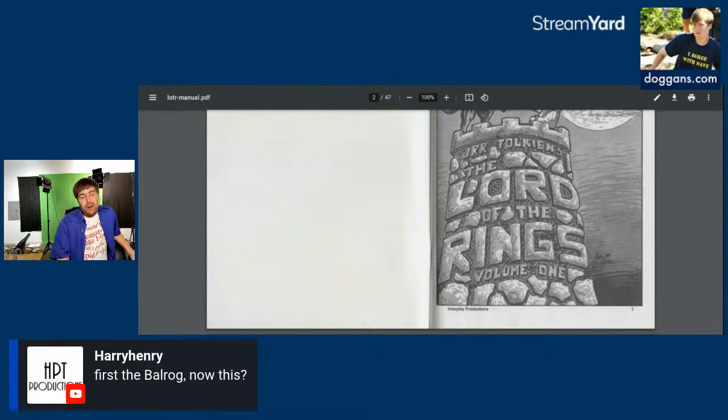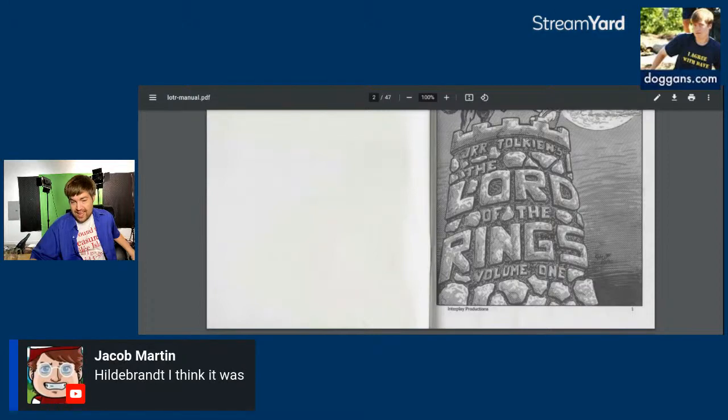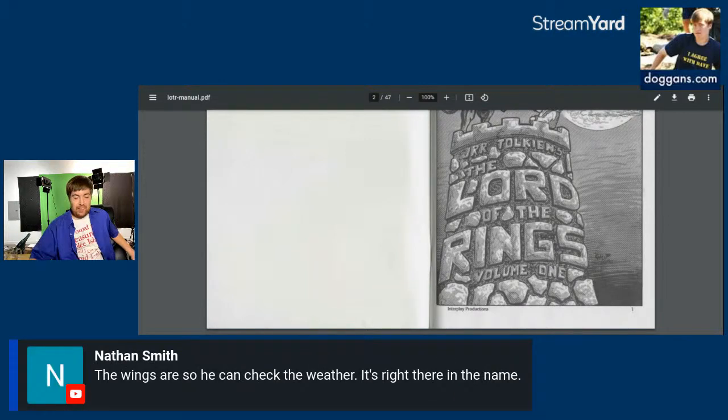My hot take on Balrog wings is I think going strictly from the text, the Balrog doesn't have wings, but I think Balrogs look better with wings. So in the future, I may do my list of changes to the movies that I actually like, and one of them is giving the Balrog wings. That sounds right. You can't check the top of the weather without wings.